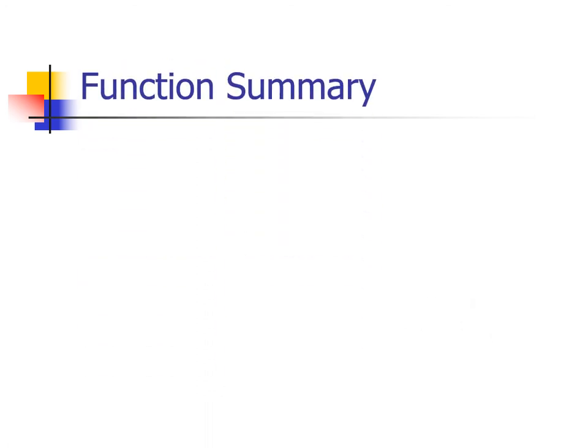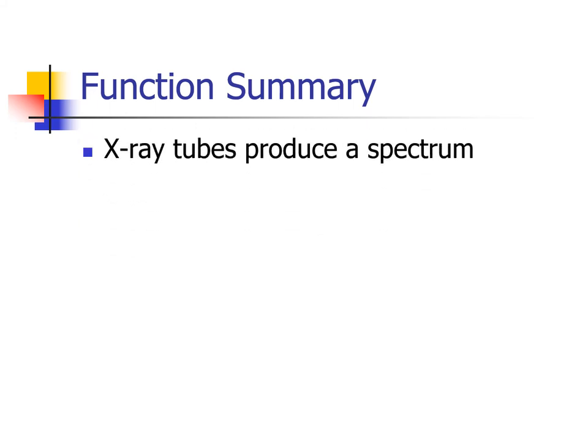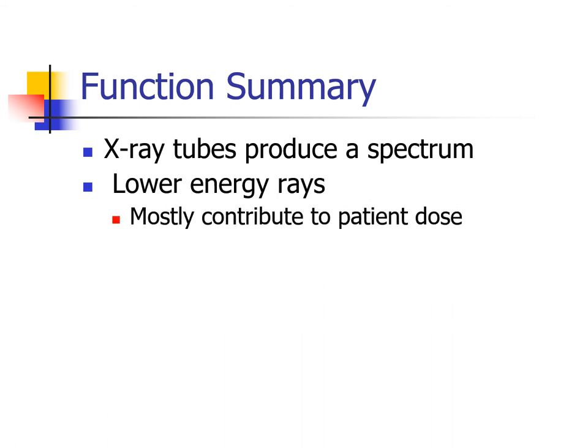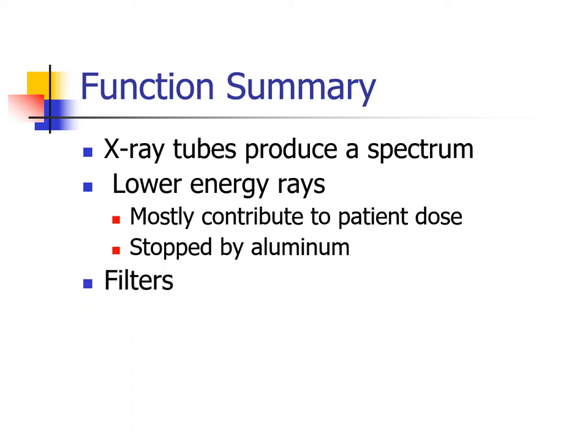So, what is the function of a filter? All X-ray tubes produce photons with energies that range from zero to a selected maximum kV. Lower energy X-ray photons are mostly absorbed in the patient's tissues and contribute to radiation dose in the patient, having little effect on the recorded image. These low energy photons can be effectively stopped by 2.5 millimeters of aluminum equivalent material. The effect of the beam filter is not very noticeable on a final image.